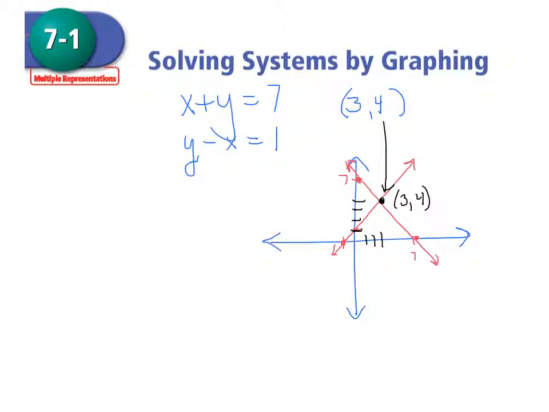Hopefully you can take what you've learned from previous years and previous chapters in knowing this, that any solution on this line makes this equation true. Any point on this line makes this equation true. So what point makes them both true? The point where they cross. And that is what we're starting with in systems of equations.